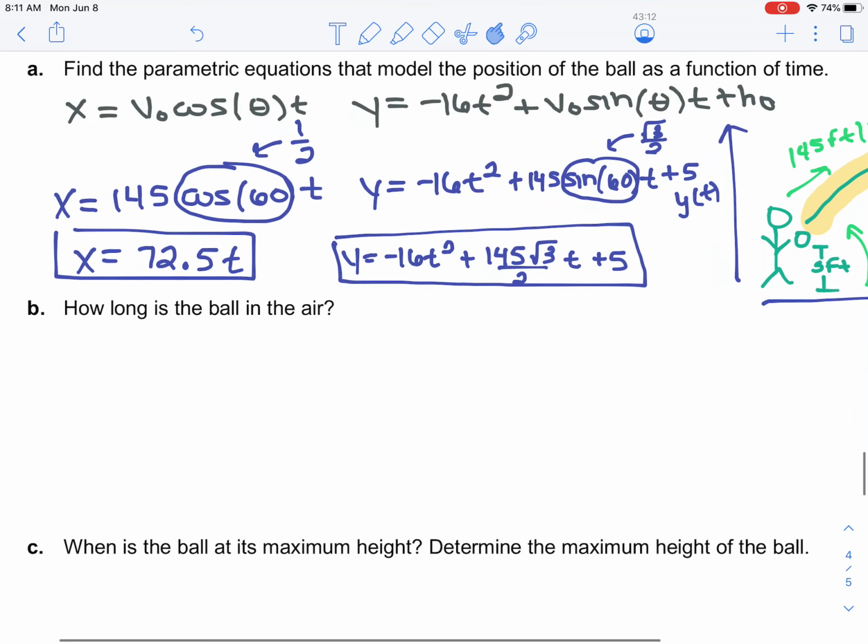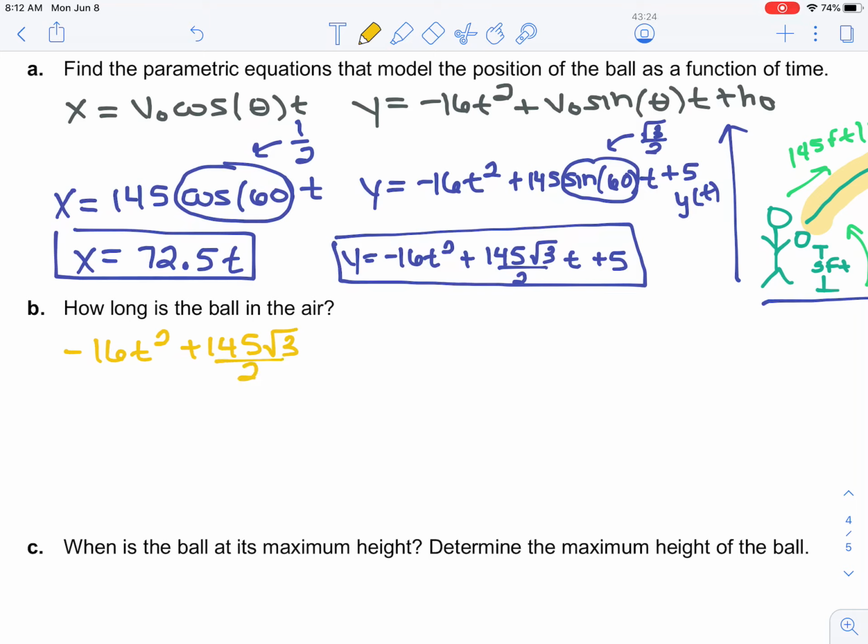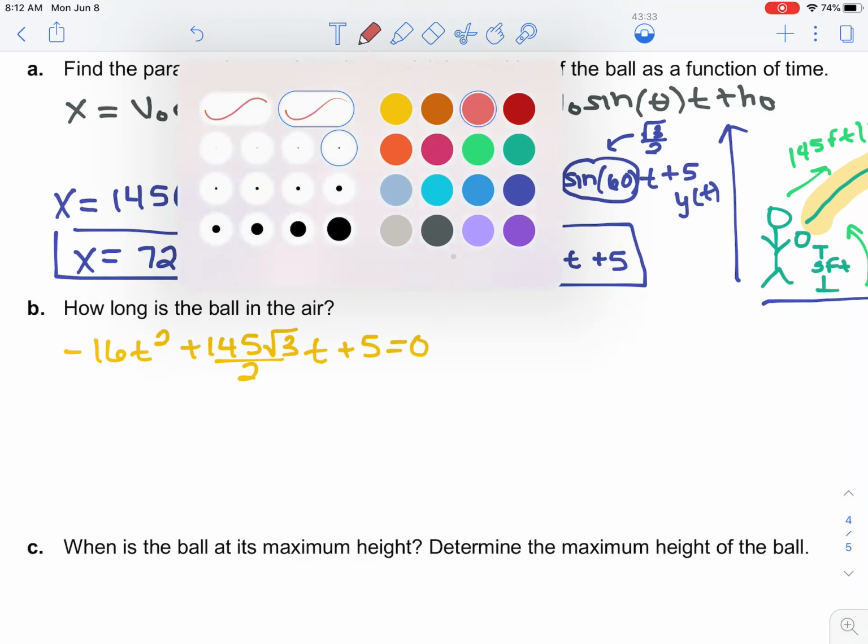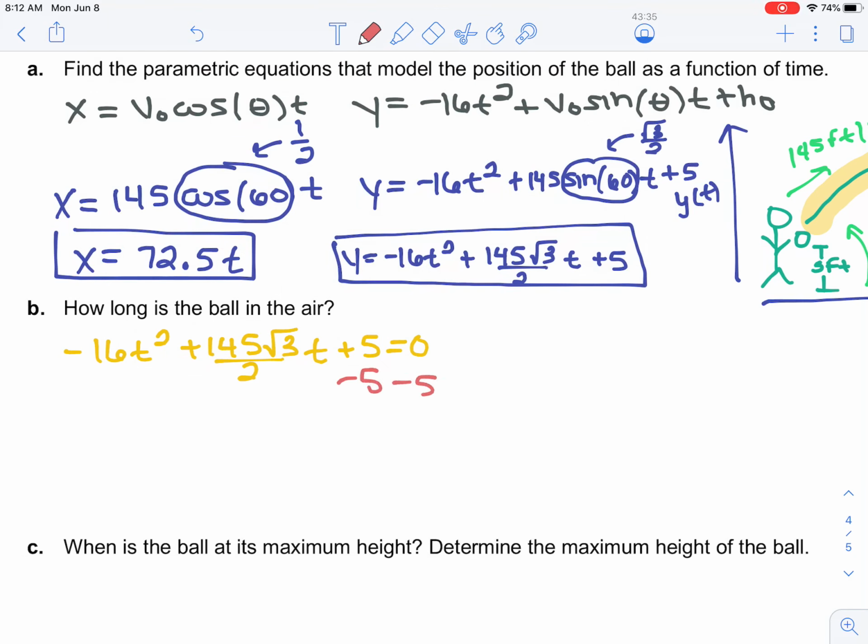Okay, so the setup of our equation is going to be just that. We'll look at trying to find the t values that will make negative 16 t squared plus 145 root 3 over 2 t plus 5 equal to 0. And I notice that I have a quadratic equation, right? The temptation is always there to subtract the 5 over, but then notice we're left with 2 terms of t on this side, and so that wasn't super helpful in trying to isolate t.